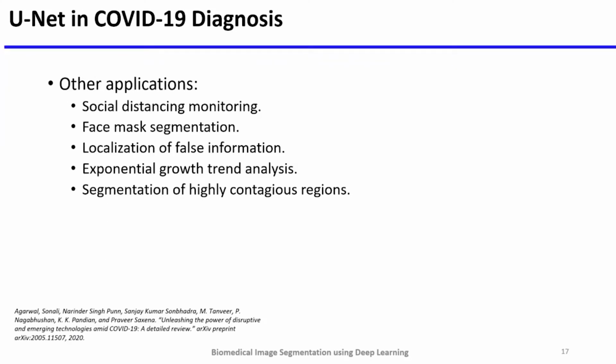Based on the protocols introduced to control the spread of COVID-19, various measures were introduced, and following those protocols, various AI-assisted frameworks are also developed. For instance, automatic social distancing monitoring framework, face mask segmentation, localization of false information, exponential growth trend analysis, segmentation of highly contagious regions, etc.